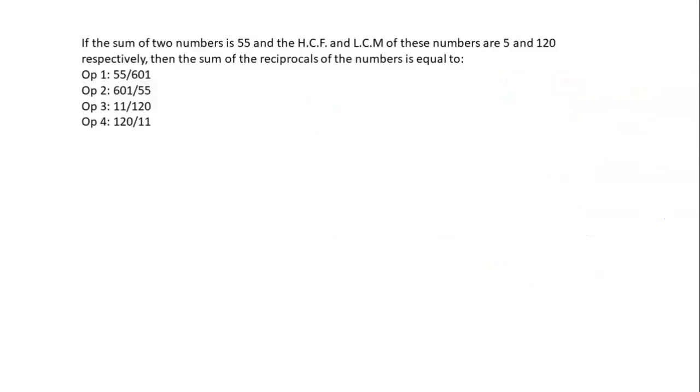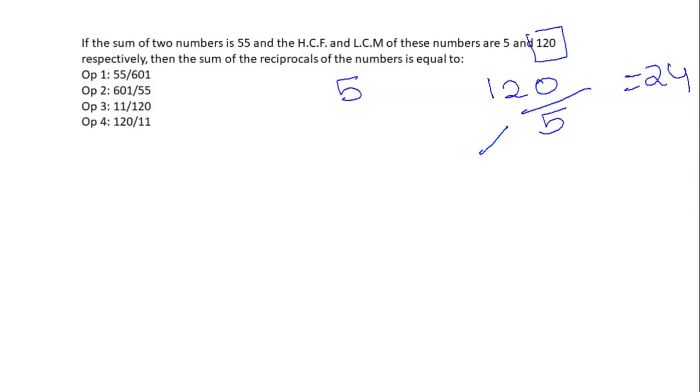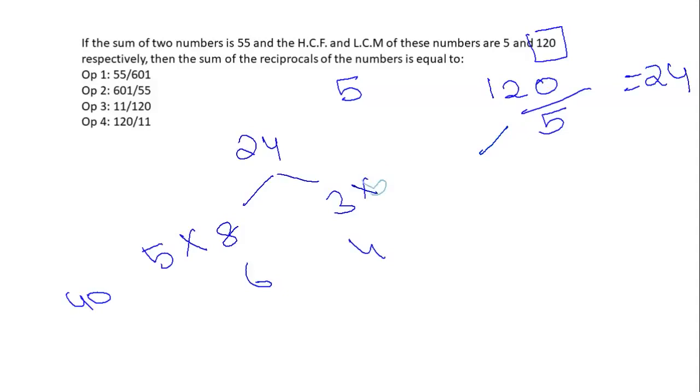What I've done here is, the HCF and LCM of those numbers are 5 and 120. In the LCM 120, we have the 5. When I remove the 5, I get 24, which is the product of the ratio numbers. This 24 can be 8 and 3, because 8 into 5 gives you 40 here, and 3 into 5 is 15 here. So 40 plus 15 is 55, as per the question.